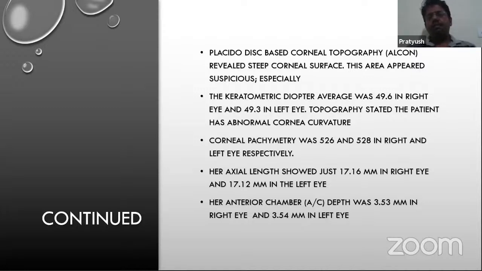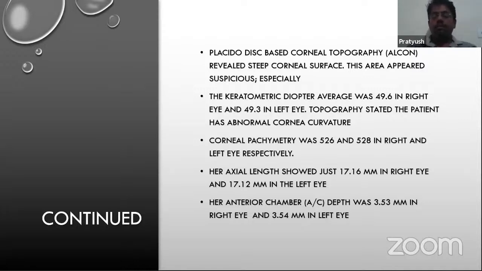The area appeared very suspicious to me as well as to an ophthalmologist who was there with us. We constantly discussed her case for another hour or so. We took a very long time to decide whether we should give this patient a contact lens, or ICL, implantable contact lenses, or RGPs in that case. We also suspected this because she has a very steep cornea. The average, you can see, is 49.6 diopter in the right eye, and in the left eye it was 49.3.